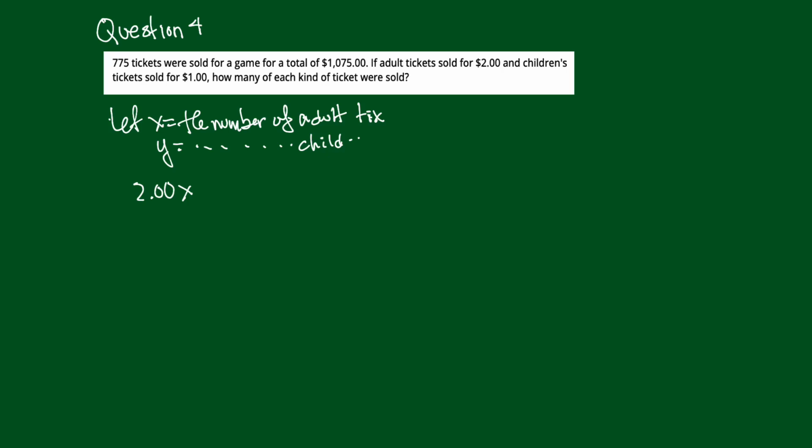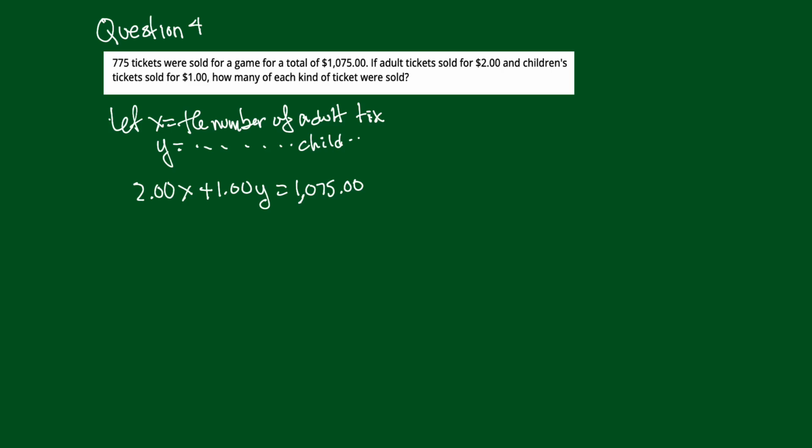And then what about children's tickets? Well, they're $1 each. And how many do we sell? We sold y. So again, what if we sold 5 children's tickets? Then I'd have $1 5 times. If I sold 10, I'd have $1 10 times. But I've got y, so I've got $1 y times. Now what is this? This is the amount of money brought in by adult tickets. This is the amount of money brought in by children's tickets. If I add them together, I get the total amount of money that's brought in. And that is this much right here, $1,075.